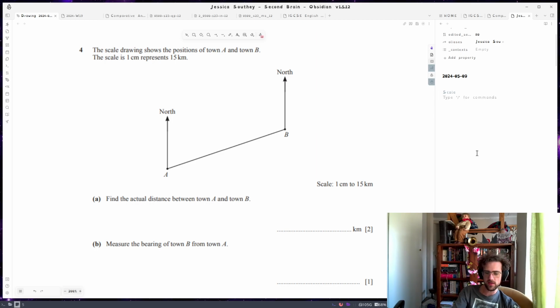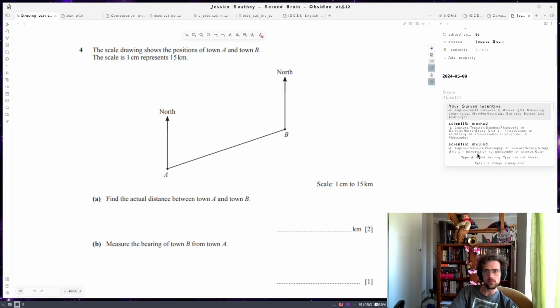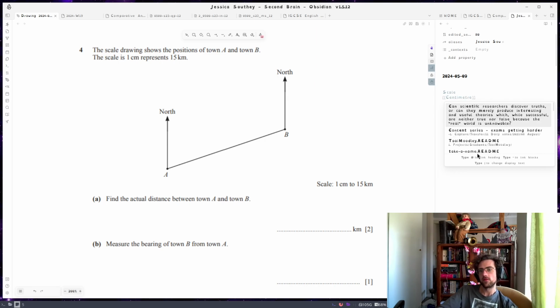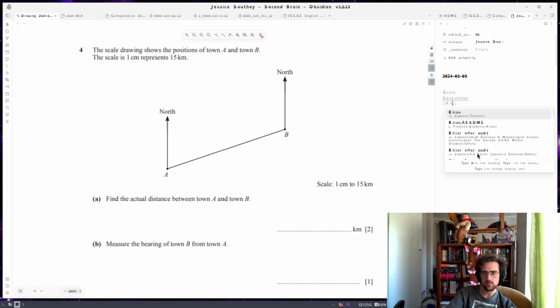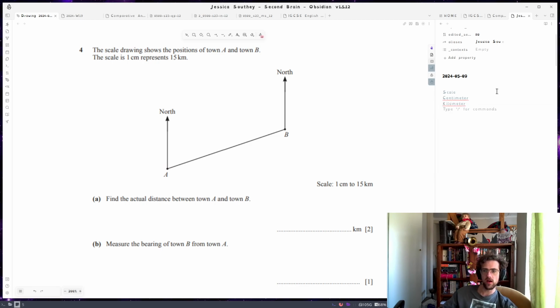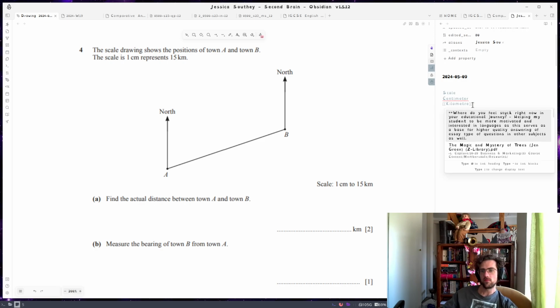Let's explore centimeter. How do you spell centimeter? I feel like it's got an ER. Okay, we might go into these. Did I spell meter wrong? Did I seriously spell meter wrong? Probably.